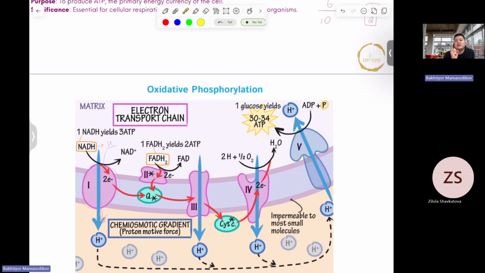Okay. Oxygen is like a drain at the end. It keeps the water flowing. If the drain is closed, that means the system backs up and stops.